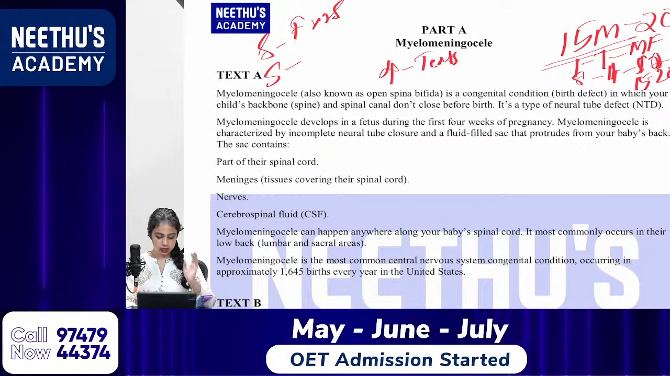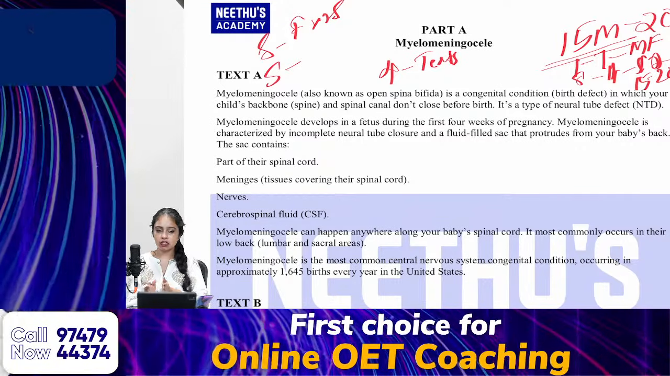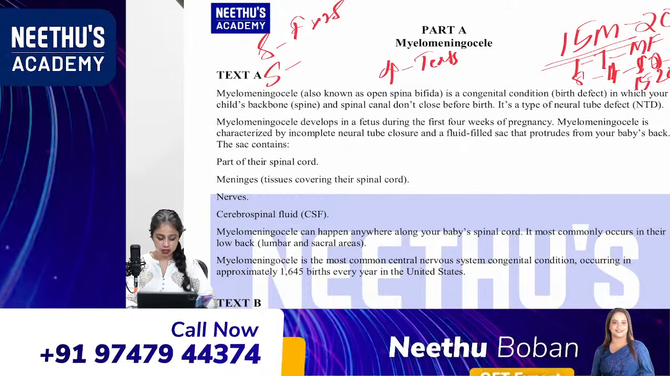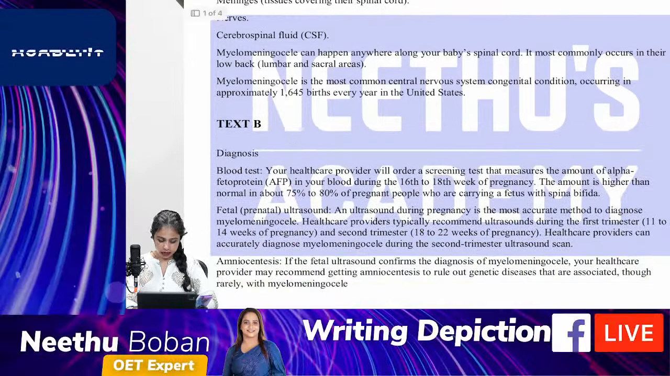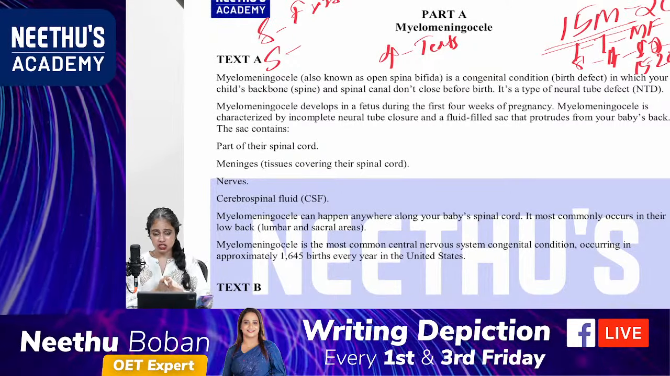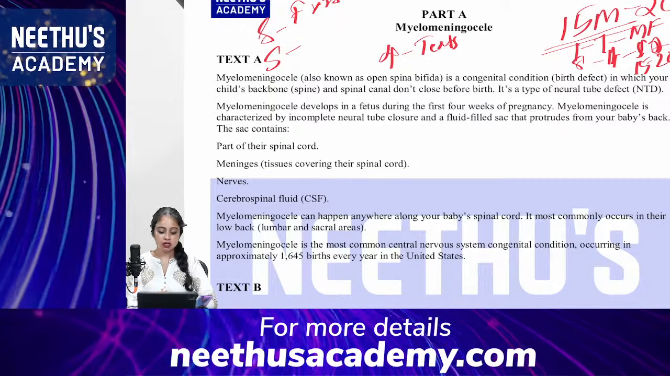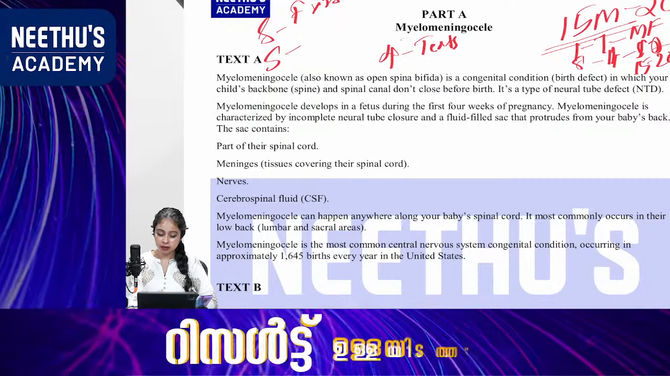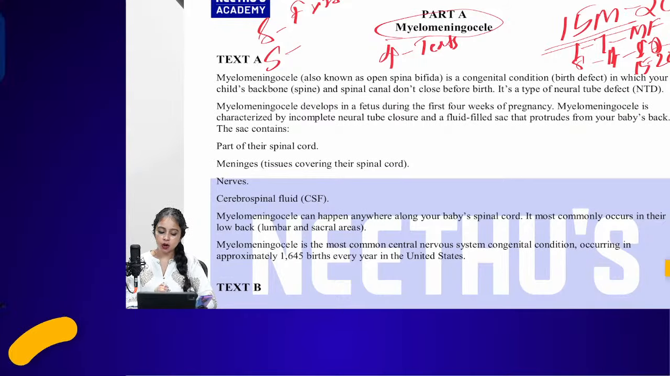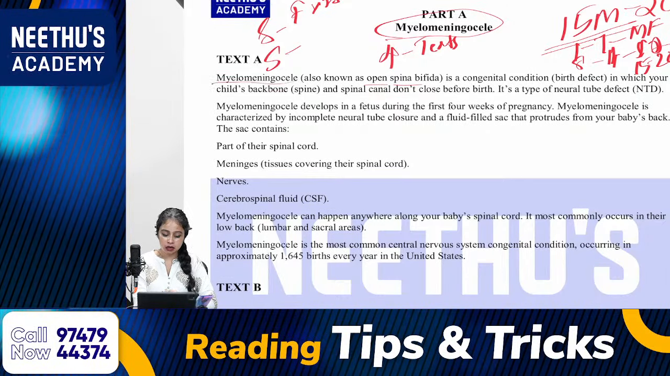So what are the important words that you can mark while reading each of the texts? What are the keywords? Any idea? Now let's read each and every part, then we will underline the keywords from each text. The topic is all about BLL. BLL, also known as open spina bifida. I'm just marking the condition.